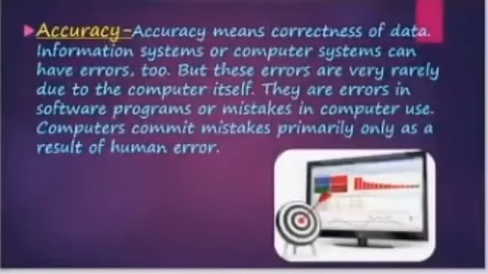Accurate or accuracy. Accuracy means correctness of data. Information systems or computer systems can have errors too, but these errors are very rarely due to the computer itself. They are errors in software programs or mistakes in computer use. Computers commit mistakes primarily only as a result of human error.